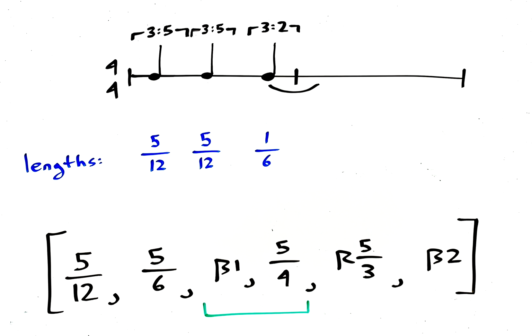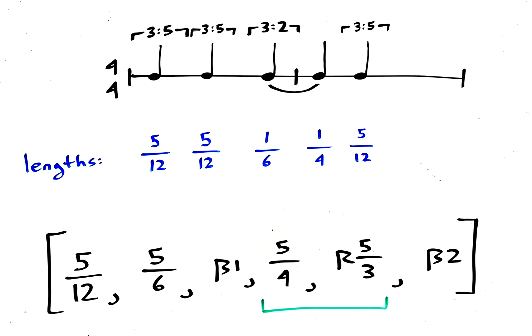The fourth segment goes from 1 to 5/4, so the length is 1/4. So for here, we just write a quarter note. The fifth segment goes from 5/4 to 5/3. So the length here is 5/12. So we just write another 5/12 note. The final segment goes from 5/3 to 2. So the length is 1/3.